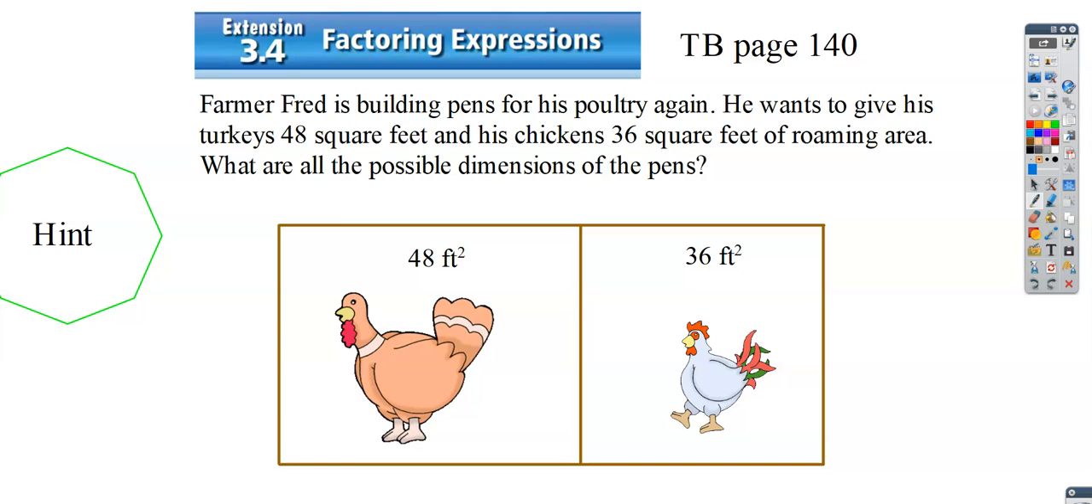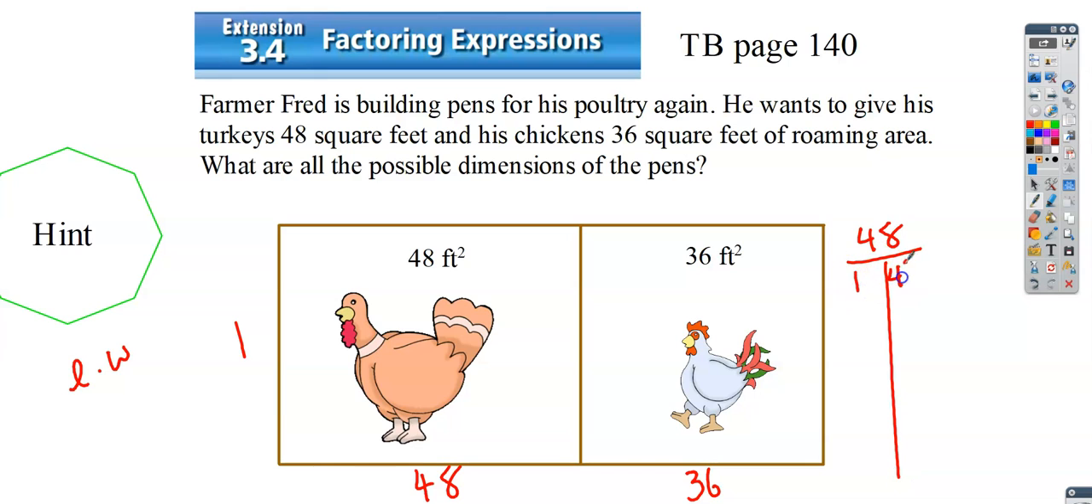So now if I draw something that's not exactly to scale, what if I make this side 1? And remember, the area is length times width. So if I made this side 1, and this 48, 1 times 48 is 48. And since I already made this 1, I'm multiplying 1 times 36 to get 36. So there's one option.